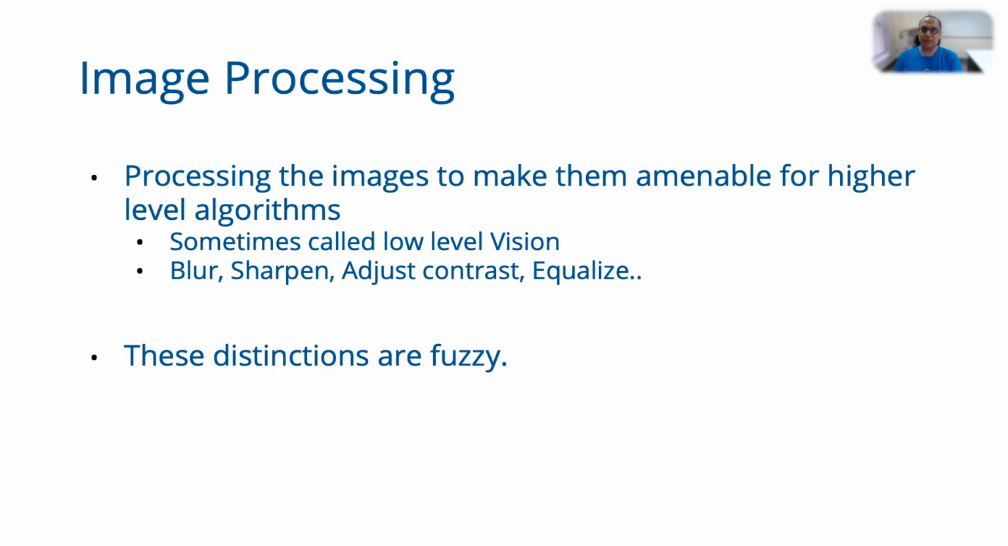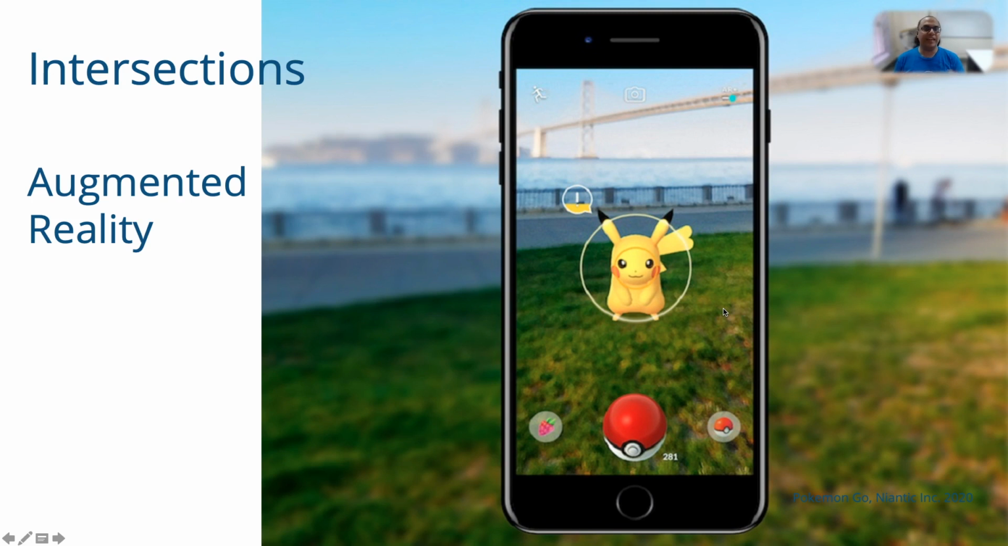Computer graphics, you give it a description of the world, and it creates images and video. Now, where things get really interesting is at the intersections of these areas. Computer vision and computer graphics come together to give you this wonderful field of augmented reality. So what is augmented reality? You have an image or a video which might be captured in real time using a camera.